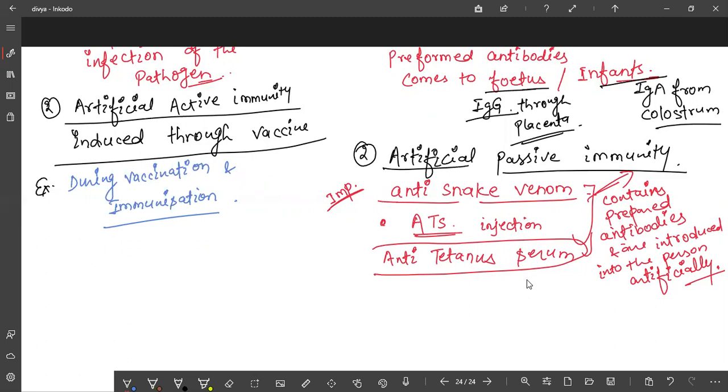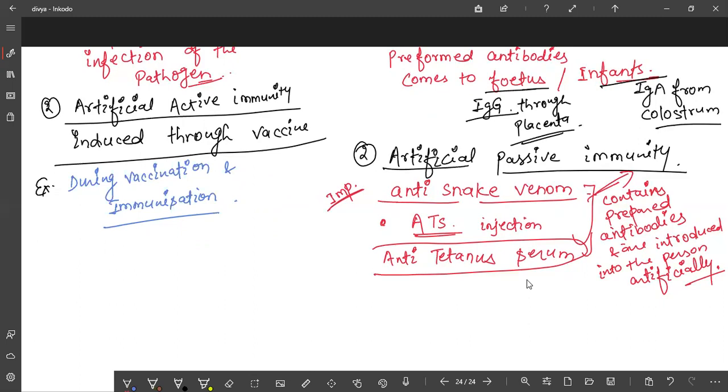And in case of anti-snake venom, it is artificial, active or passive? Passive. Very good. ATS, anti-tetanus serum injection. Which type of immunity is induced? Artificial passive immunity. And through IgG, it is natural passive immunity. Very good. And IgA is also natural, active or passive? Passive.